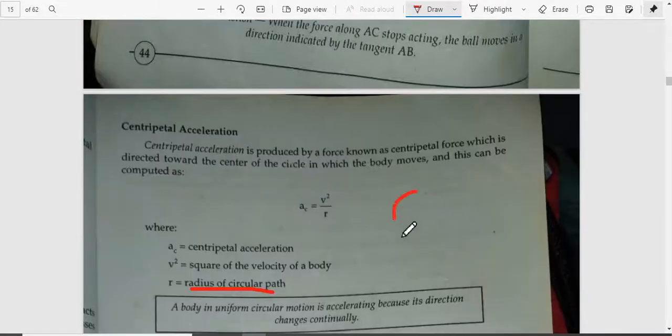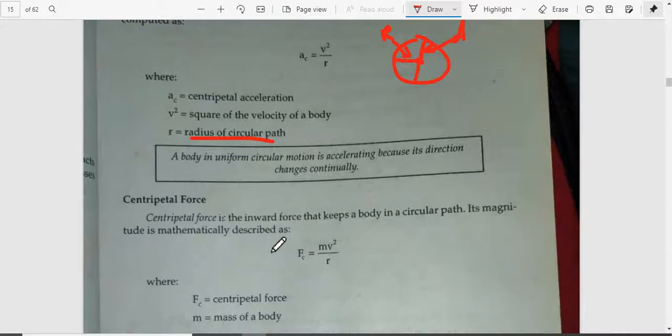As a circle, the whole line across is your diameter. The radius is only half of that, from the center to the other end. Okay, this is your diameter. This is the radius. Alright. So, V squared, or the square of the velocity of your body, then your centripetal acceleration.